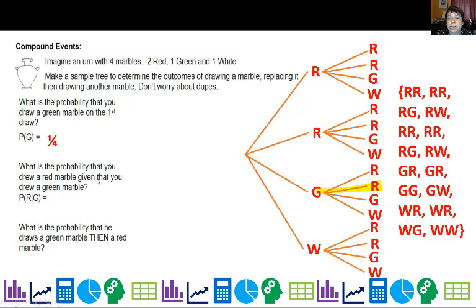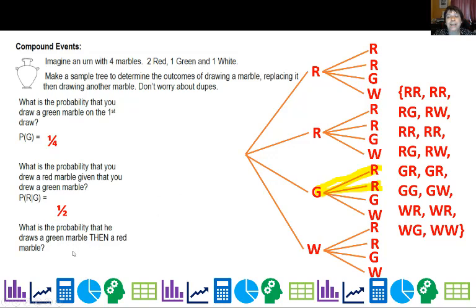And what's the probability you draw a red marble given that you drew a green marble? Well, the given means that I know this happens. So I'm not going to worry about this point and before. What's the probability of getting a red? Well, there are 2 ways to get a red out of 4. So it's 1/2.